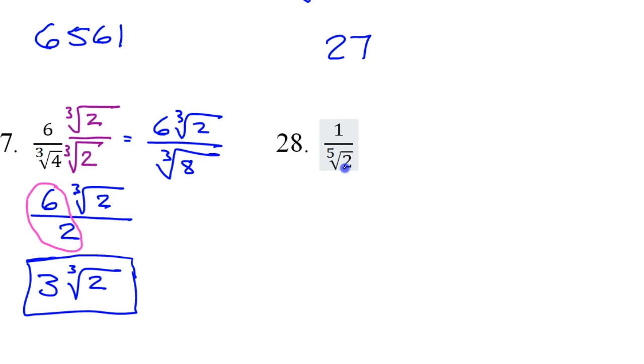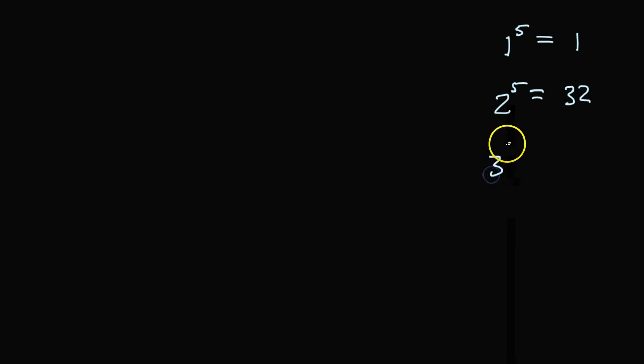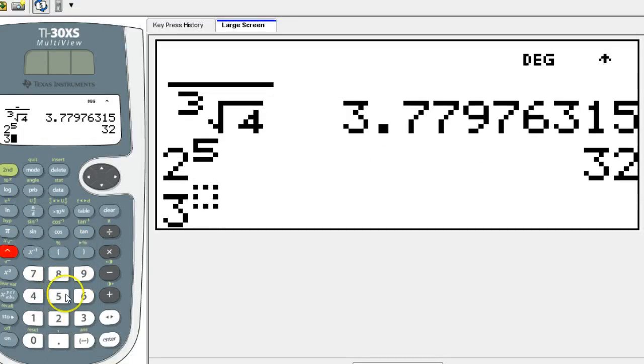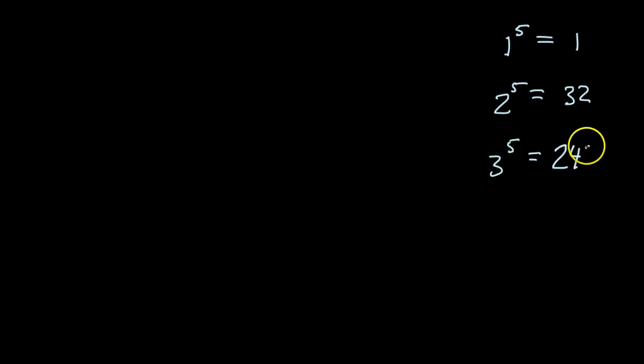Now the 5th root. Let's make a little chart of perfect 5th power numbers. Of course, 1 to the 5th power is 1. 2 to the 5th power, I happen to know is 32, but you would have to use your calculator, I'm sure. Let's just do a couple more, because these numbers get really big fast. 3 to the 5th power is 243. Let's see if this is enough to deal with.